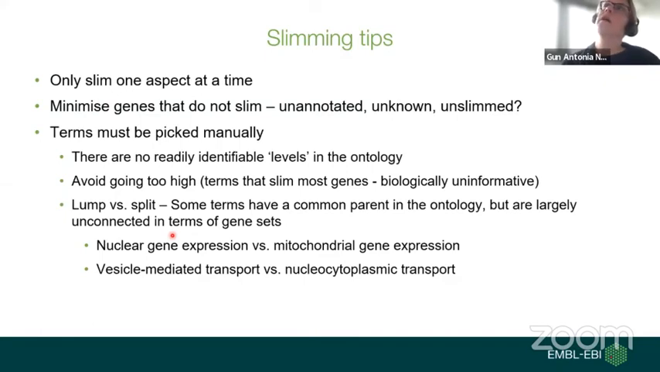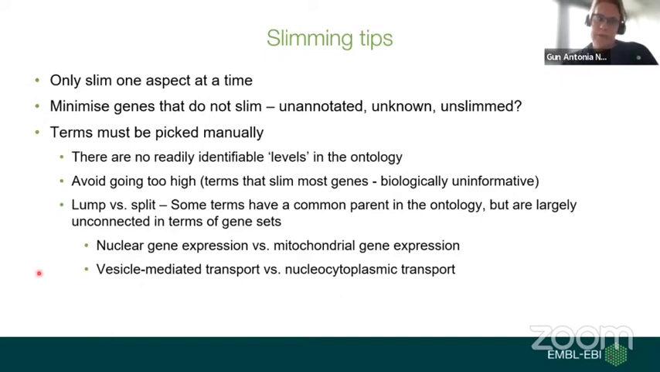So some tips for slimming: only SLIM one aspect at a time. You want to minimize the genes that don't SLIM. So are they unannotated? Are they unknown? Are they just not SLIMing because you need to include more terms in your SLIM? And you have to pick your terms manually. Unfortunately, there are no easily identifiable levels in the ontology, so you can't just have a cutoff and say beyond this specificity, I want to take terms from there. And you don't want to go too high, because then you start hitting those biologically uninformative terms that are useful for ontology purposes, but not so much for informing on biology.